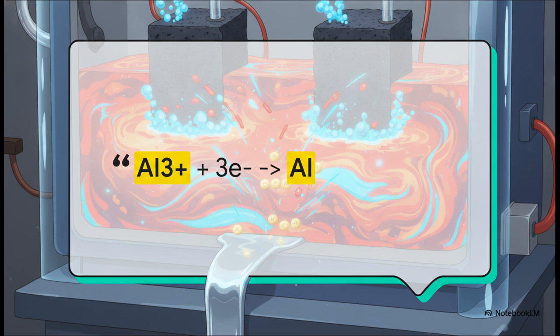At the exact same time, the negative oxide ions are drawn up to the positive anodes. There, they lose electrons, that's our oxidation, and they bubble off as oxygen gas. It really is a perfectly elegant closed-loop extraction.